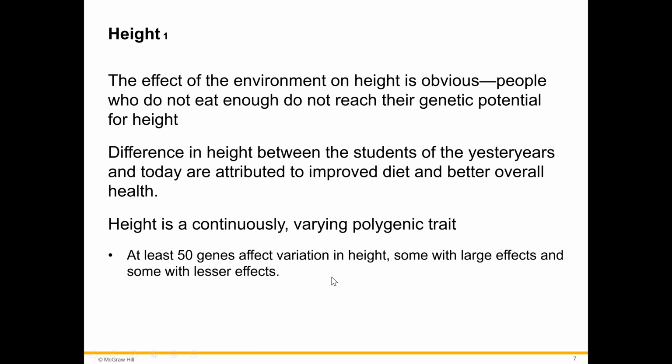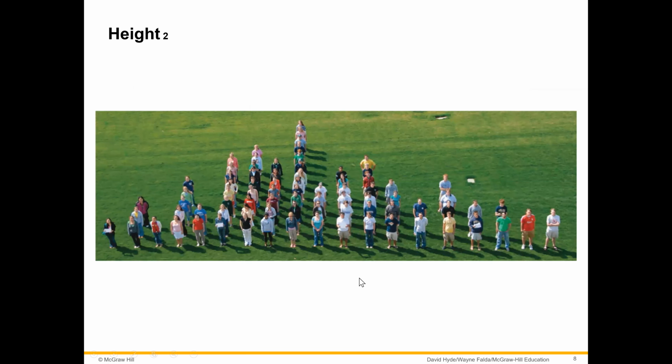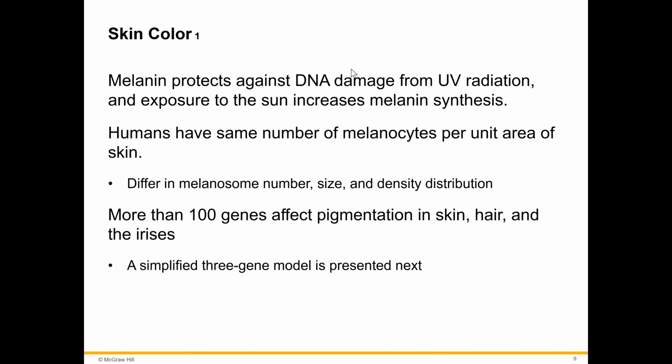Height is a continuously varying polygenic trait. At least 50 genes affect variation in height, some with large effects and some with lesser effect. So now if your height is determined by at least 50 genes, right, you can imagine how complex this pattern of inheritance is. And that's our picture here. Okay, so skin color is another example of a polygenic and complex trait.